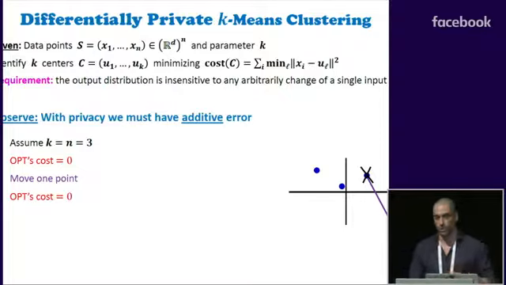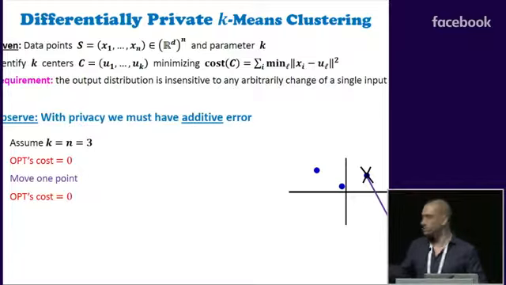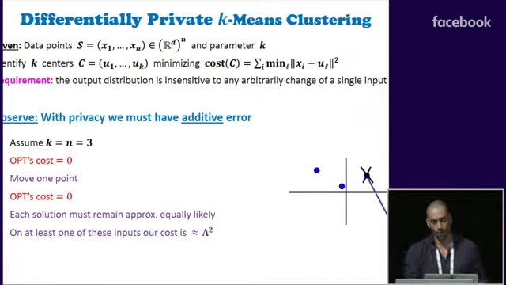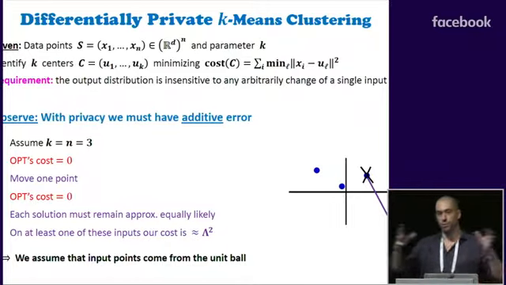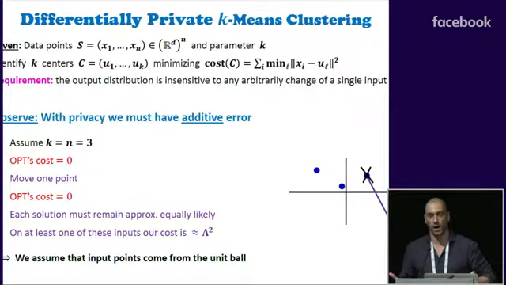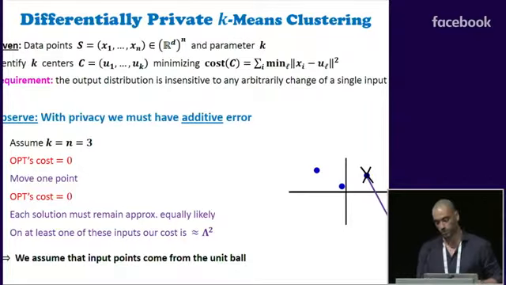But because of the constraint of differential privacy, the set of centers that we compute essentially cannot be affected by this change. So what we get is that at least on one of these two input instances, we're going to have a large additive error that depends on the distance by which I moved this point. So under differential privacy, we also have to have an additive error, and this additive error depends on the diameter of the input space. A typical assumption in differentially private k-means clustering is that the input points come from the d-dimensional unit ball.